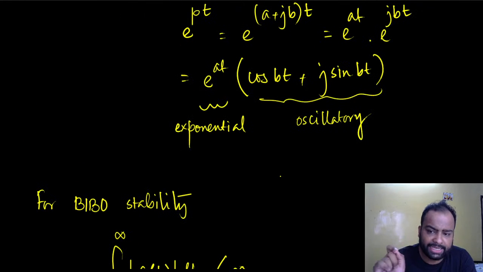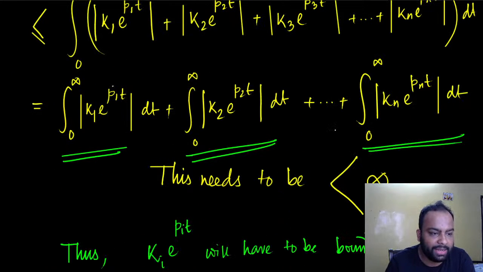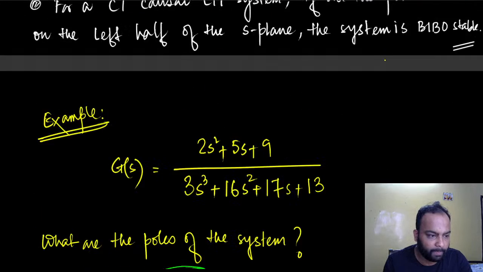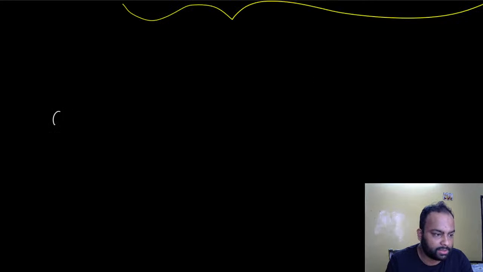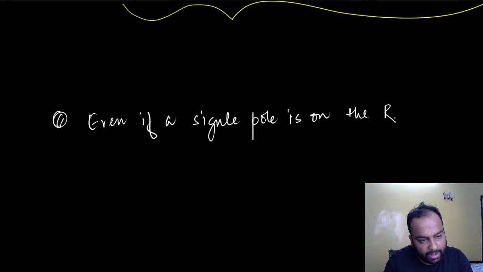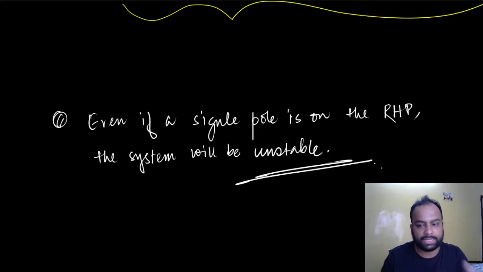Just keep in mind, if a single pole is on the right half plane, the entire system becomes unstable, right? Because this integral is ultimately a sum of many integrals. If one of the integrals diverges, the entire sum will diverge. So if a single pole is on the right half plane, the system is unstable. So just keep that in mind.